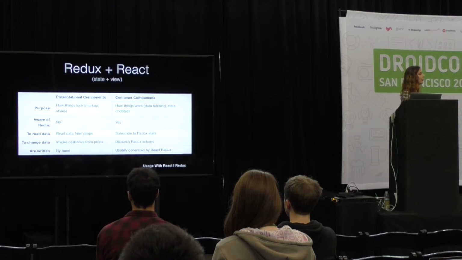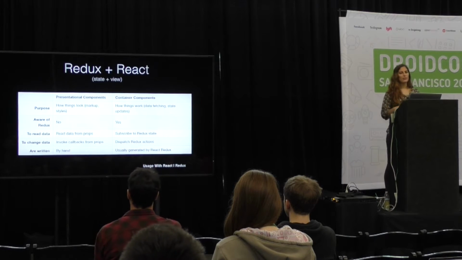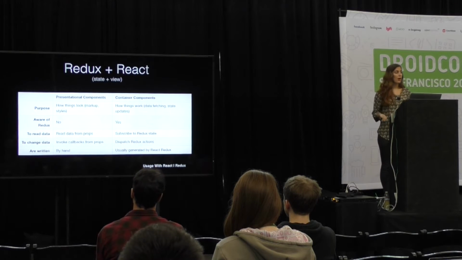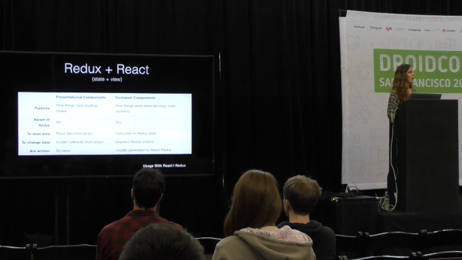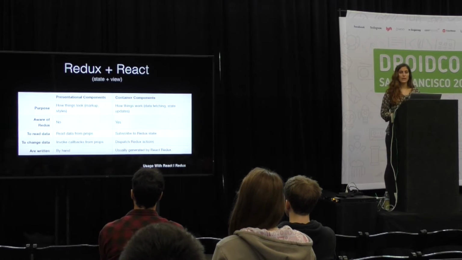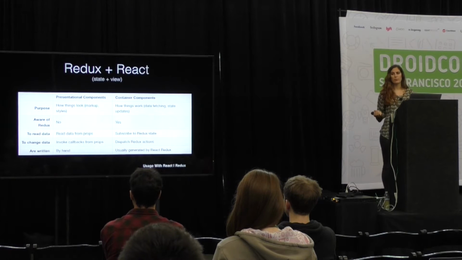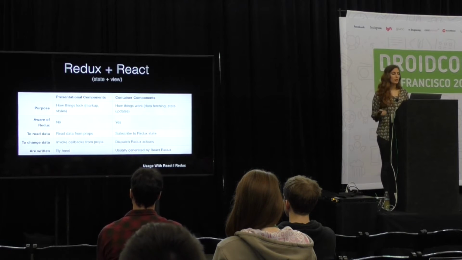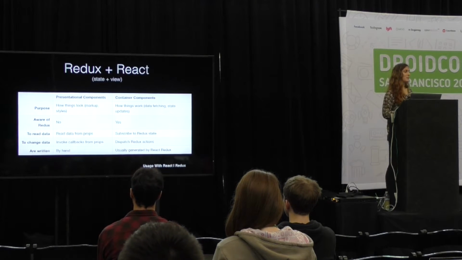Now, like I said before, Redux and React are often used together. They don't need to be, but they often are. And so when you combine them, you get a structure that looks a little something like this table. That is to say that your components can break themselves up very logically into presentation components and container components.